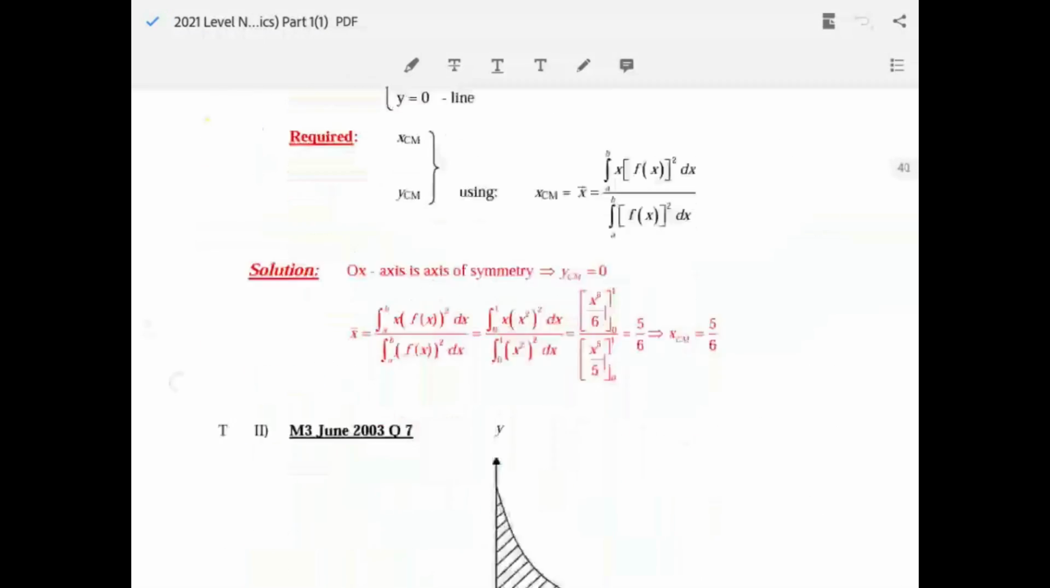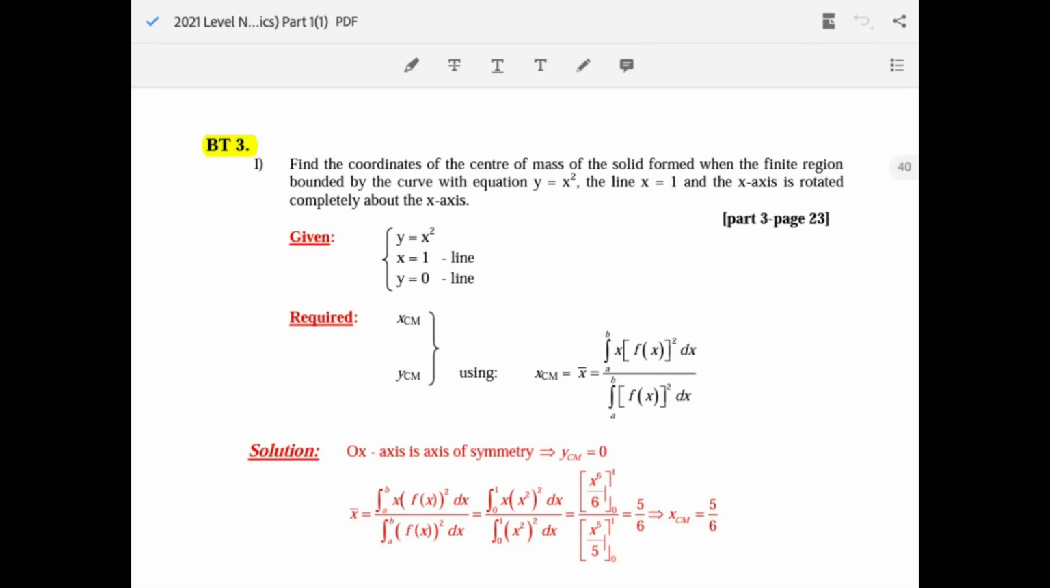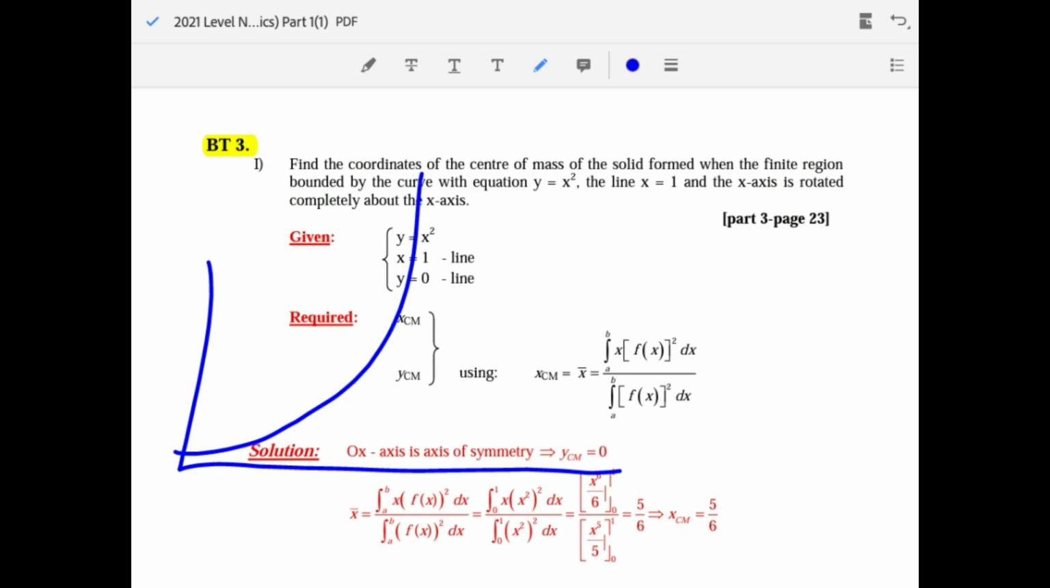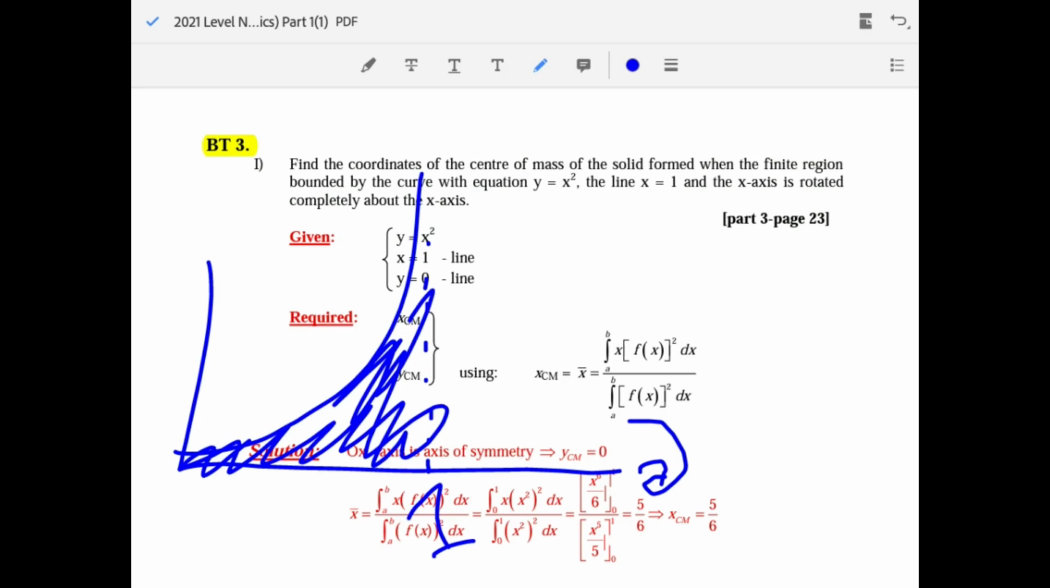Next one, I'm going over some relevant ones. The others are just derivation or similar to that one. So find the coordinates of the center of mass of the solid formed when the finite region bounded by the curve y equals x squared, the line x equals 1 and the x-axis. So x squared is like this. If this was 1, then this solid, this area, is rotated 360 degrees about the x-axis.